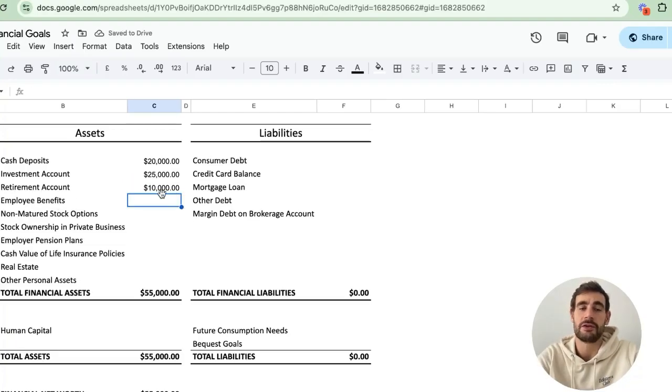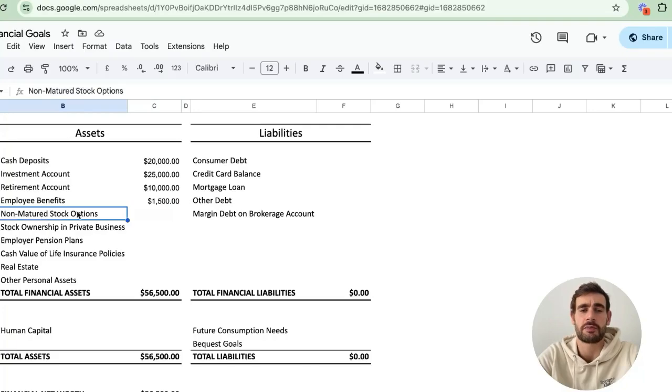Employee benefits: here you include all the benefits that you receive from your employer. For example, it could be the present value of the medical insurance, disability insurance, or any other kind of benefits that you receive from your employer. Let's say 1,500. These are all assets, so not really cash flow, but the asset side.